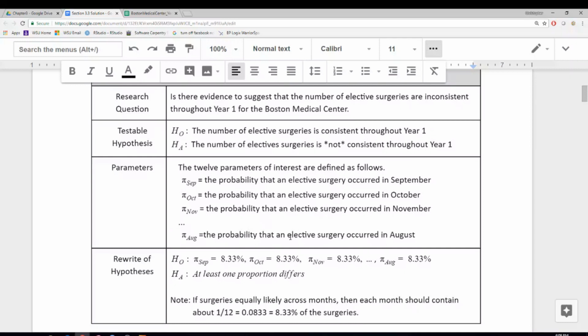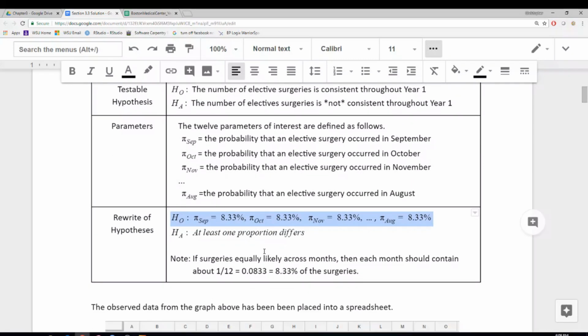Now we're going to set up the simulation model, or we go into this analysis assuming that the surgeries were consistent. So the null hypothesis here is that each of those percentages are at 8.33%. Each of those parameter values will be set to 8.33%. 8.33% is just coming from 1/12, or 1 divided by 12.